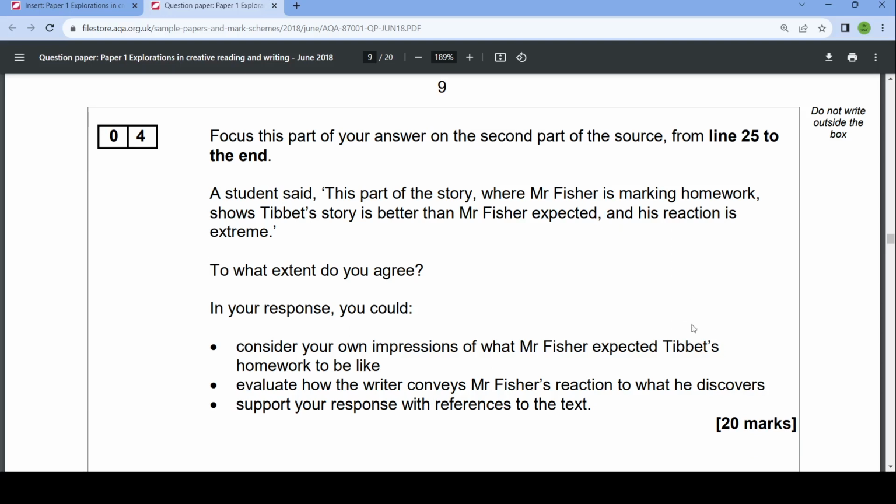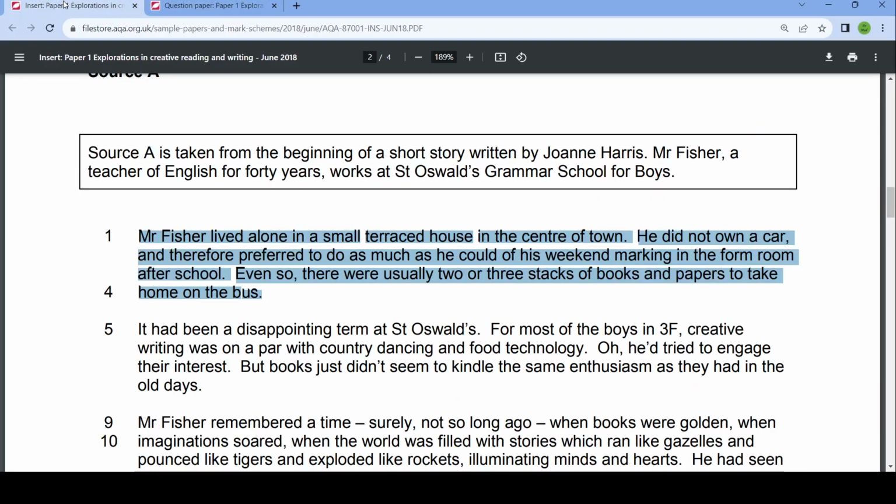Now, question 4. You must get to question 4. That's the first thing to say. It's worth 20 marks. It's worth all of the first 3 questions put together. So again, the format of the questions is always the same. Focus this part of your answer on the second part of the source from line 25 to the end. So the bit in bold is all you need to focus on. So line 25 to the end.